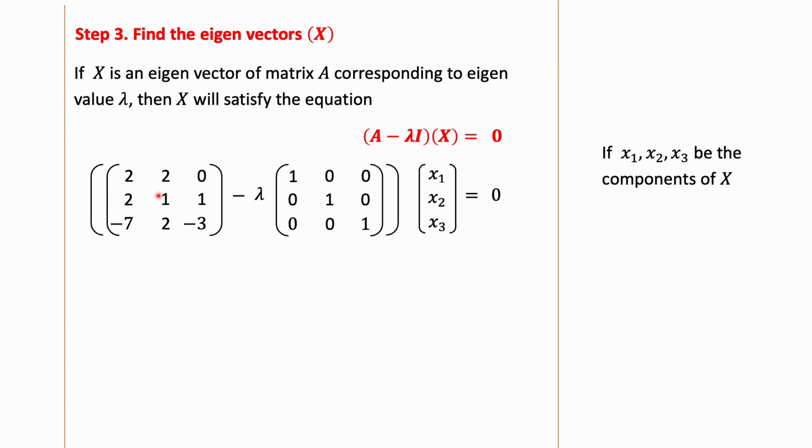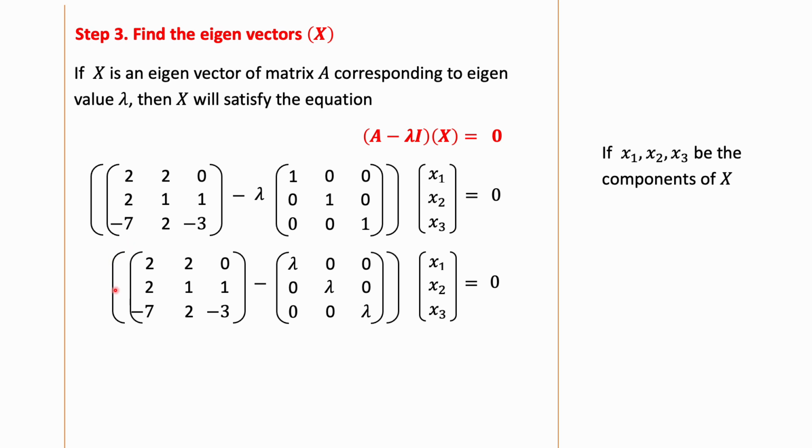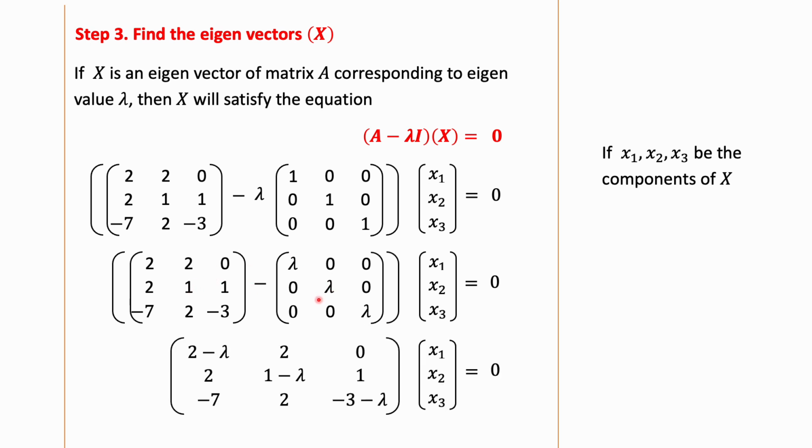Now simplify this. Keep A first just like that, and multiply lambda into I. You can see here I have kept the matrix A just like that. Minus lambda into I gives lambda into 1 is lambda, lambda into 1 is lambda, lambda into 1 is lambda. So wherever I had 1, I have multiplied with lambda and got lambda here. Okay, that's it. Now let me subtract matrix A and lambda I. If I take the first row here and the first row here, 2 minus lambda is 2 minus lambda, 2 minus 0 is 2.